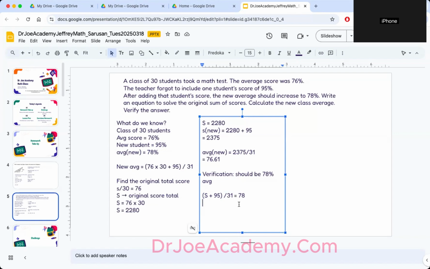We'll do divided by 30. Move the 31 to the other side. Yep, very good. So that means we can do S plus 95. That can be on our left side. Right side can be 78 times 31. And then whatever that value is minus 95 will be S.